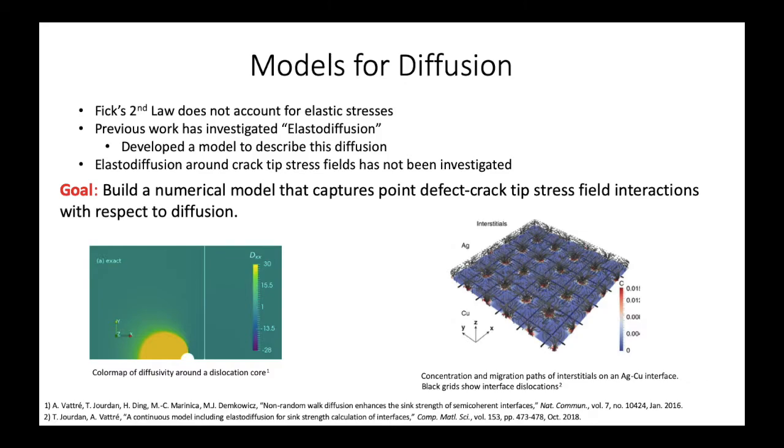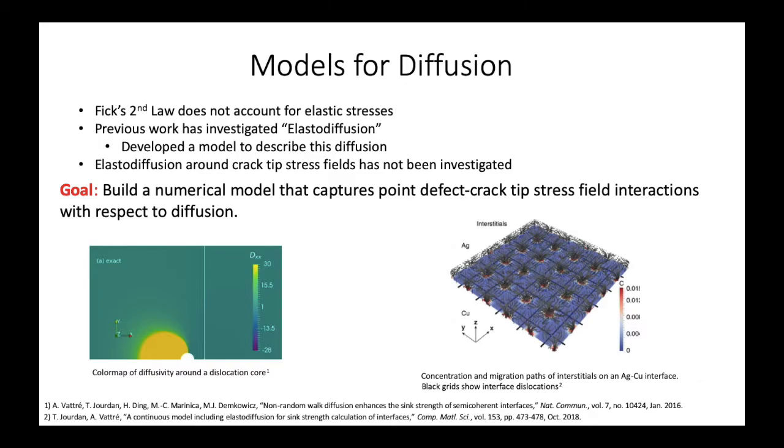This work has investigated how the stress fields around interfaces and symmetric tilt grain boundaries affect the diffusion of copper atoms, and has developed a model for this diffusion process. This model, however, has not yet been used to describe the diffusion of point defects around crack tips. To this end, my goal this summer was to implement this model in order to understand how the stress fields around a crack tip affect the diffusion of self-interstitial atoms and vacancies.